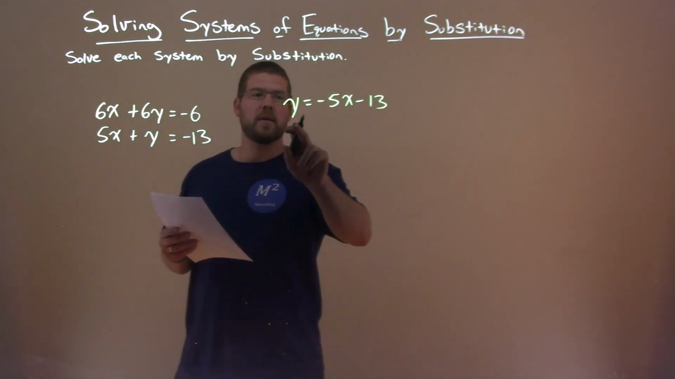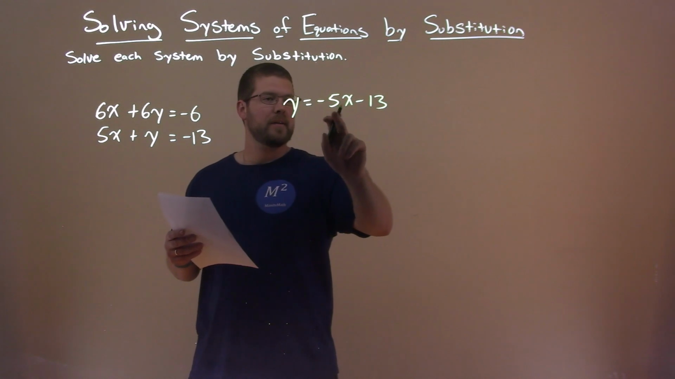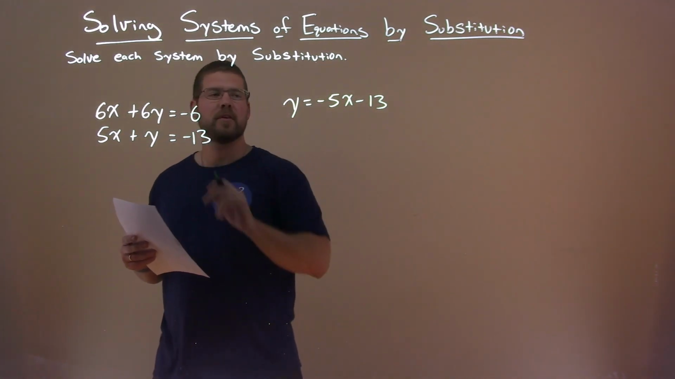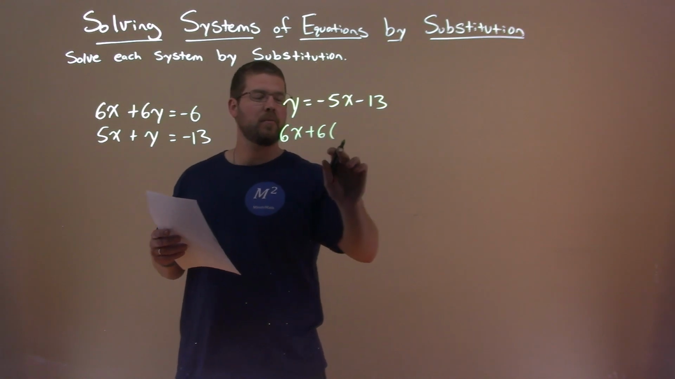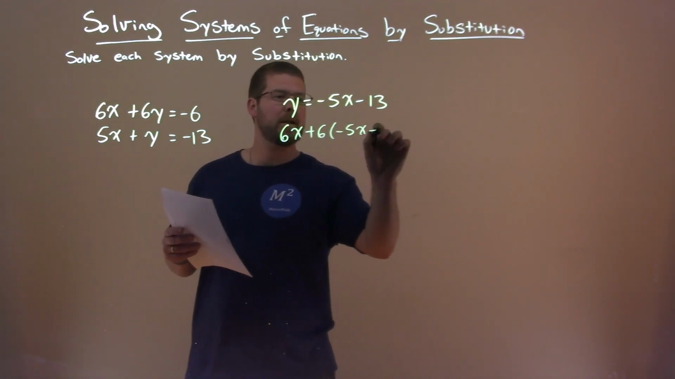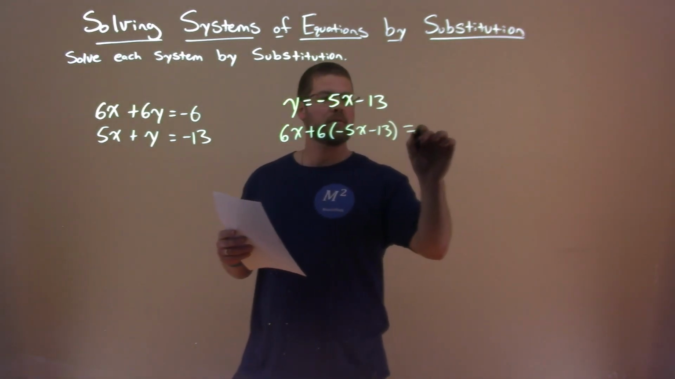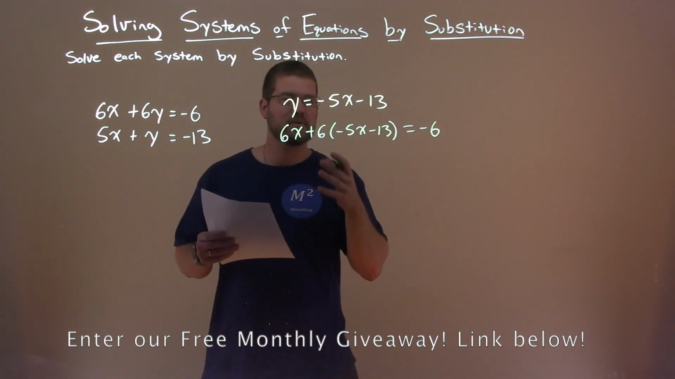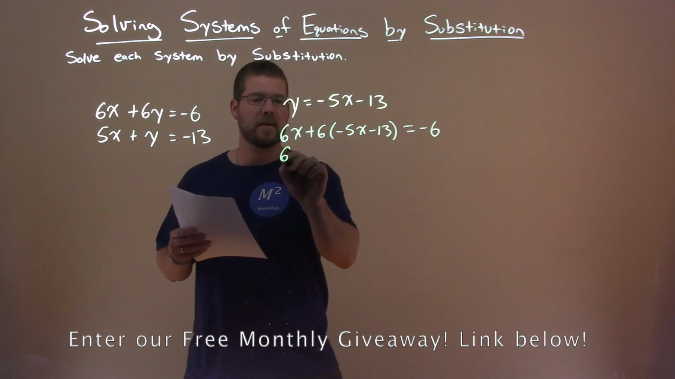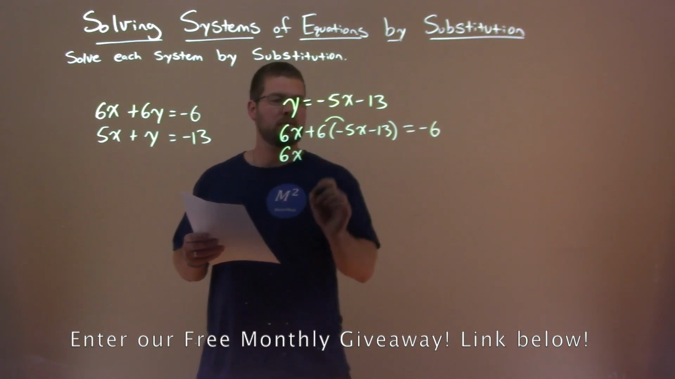With that, we're going to substitute negative 5x minus 13 in for this y. 6x plus 6 times y, y being minus 5x minus 13, and that equals minus 6. So now we want to solve for x. 6x comes down. Distribute the 6 over.